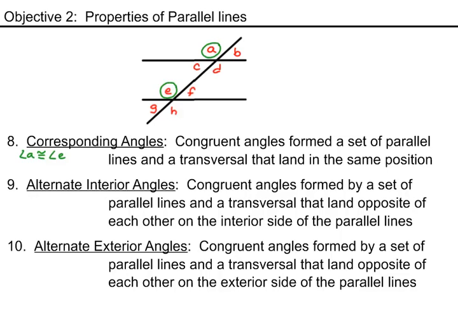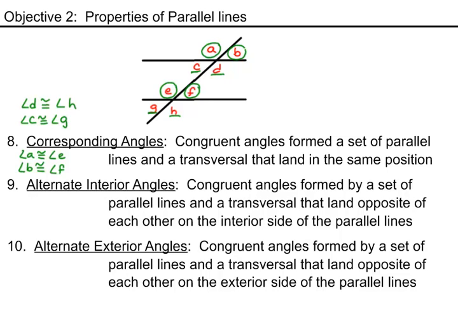Now another set of corresponding angles: B, and I want to look for the exact same position, and F. They're in the exact same spot, so angle B is congruent to angle F. And then also angle C and angle G. Angle C is congruent to angle G. And then D and H are corresponding. So angle D is congruent to angle H.